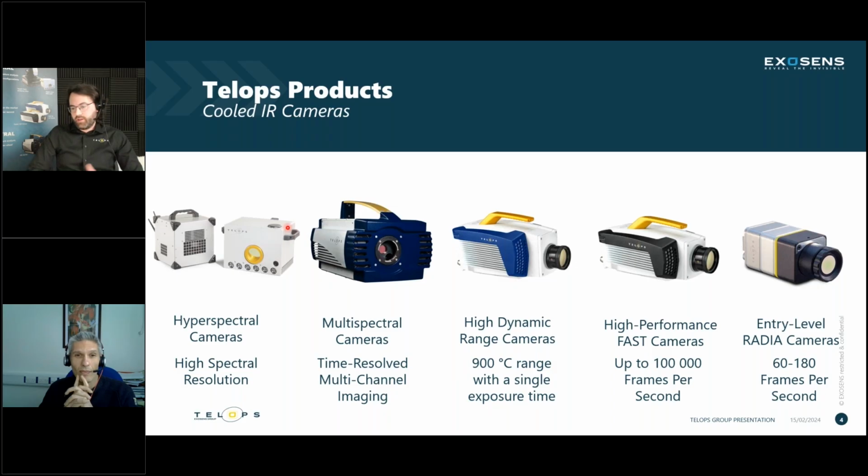So a quick overview of our product line. I won't spend too much time on this. The topic of today is really focusing on the high performance fast cameras that we have here. But we do have hyperspectral cameras, so a nice spatial resolution with a spectral resolution for every pixel. So every pixel in your image does contain three-dimensional information with spectral data for each of them.